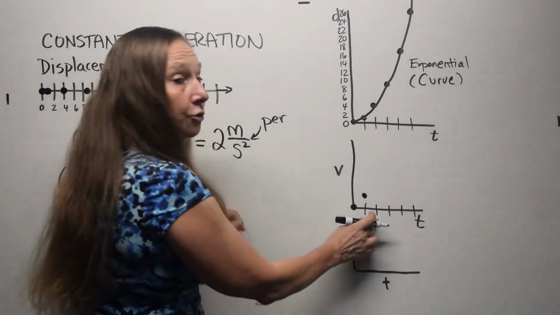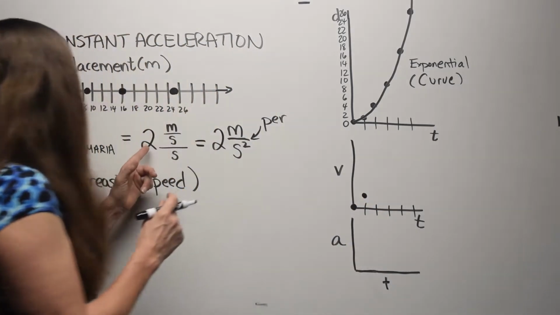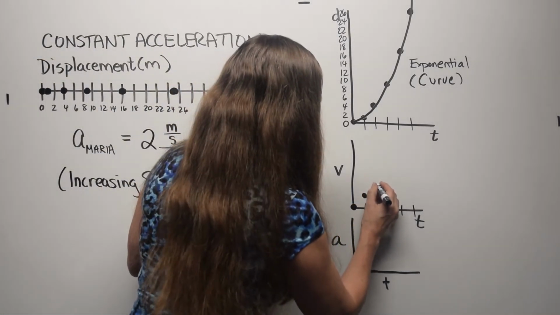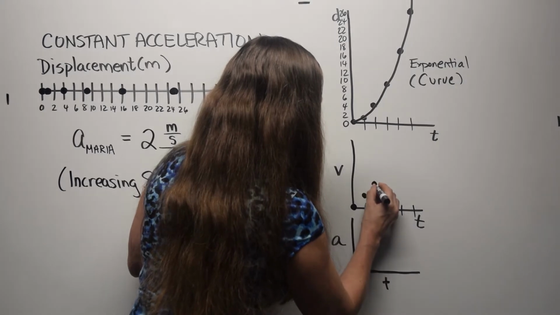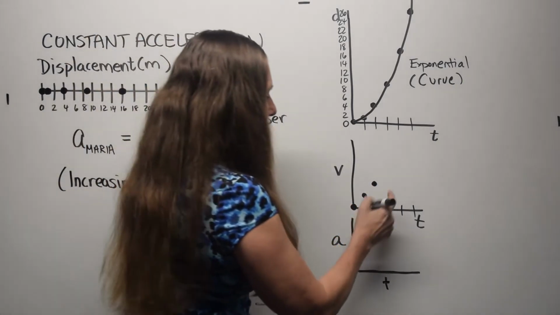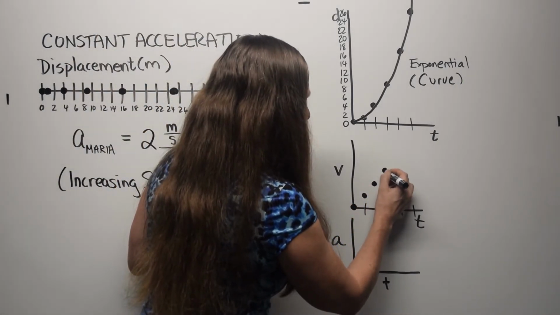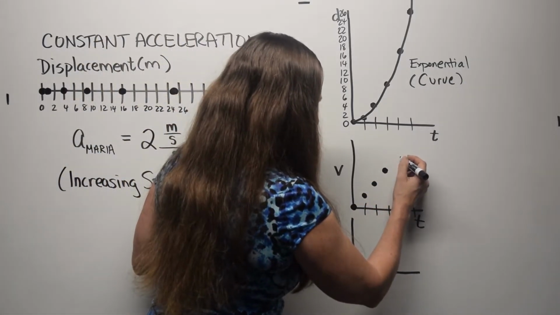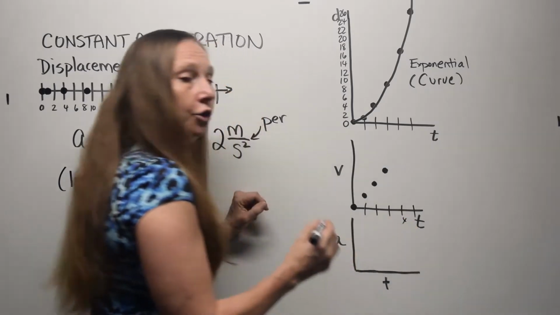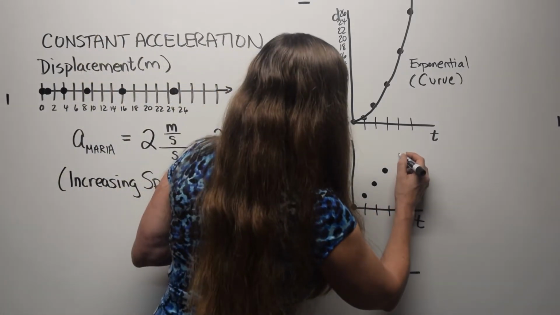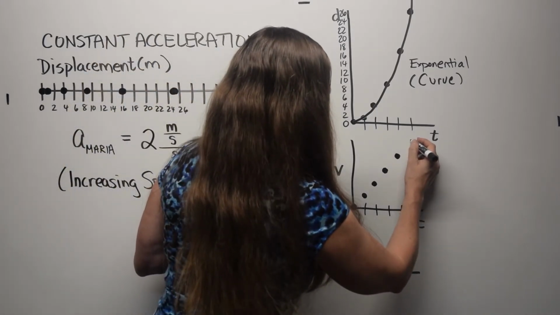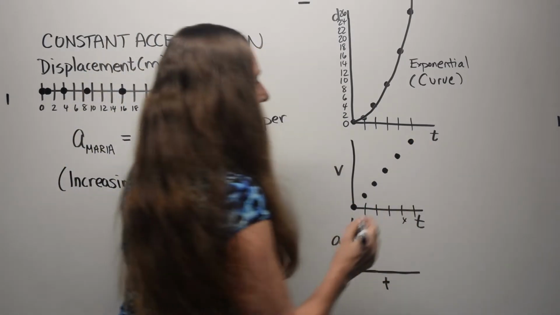After 2 seconds, your velocity has increased another 2 meters per second. So your velocity is now 4 meters per second. After 3 seconds, your velocity is 6 meters per second. After 4 seconds, your velocity is 8 meters per second. And finally, after 5 seconds, your velocity is 10 meters per second.